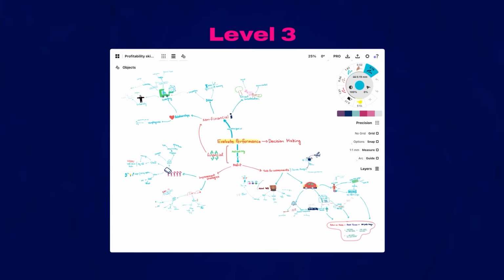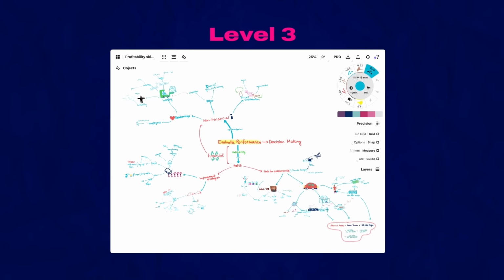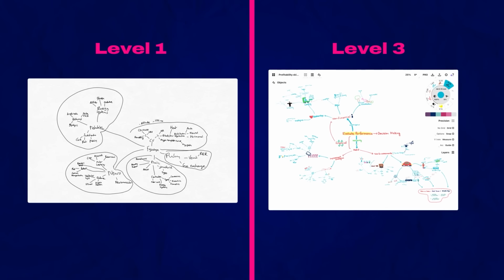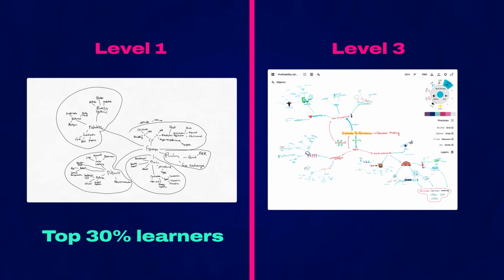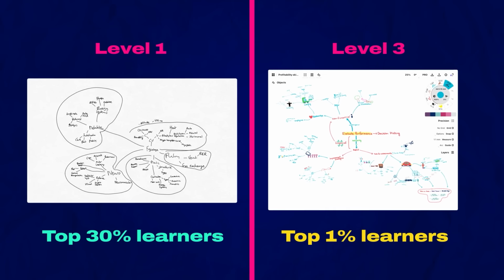Now, you might think that the main difference is that a level 3 mind map just looks simpler or more comprehensive, but it is so much more than that. And the difference between a level 1 and a level 3 is probably the difference that separates a top 30% learner from a top 1% learner. But before we get into that, let's take a deep dive into level 1.